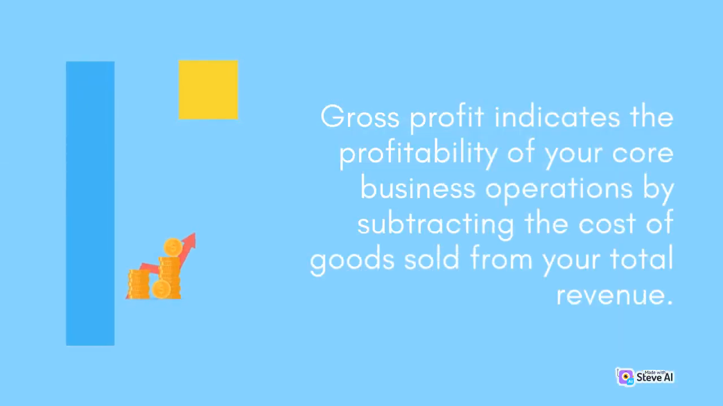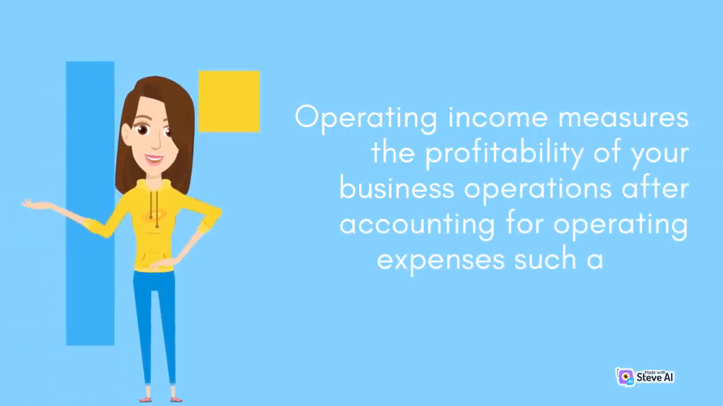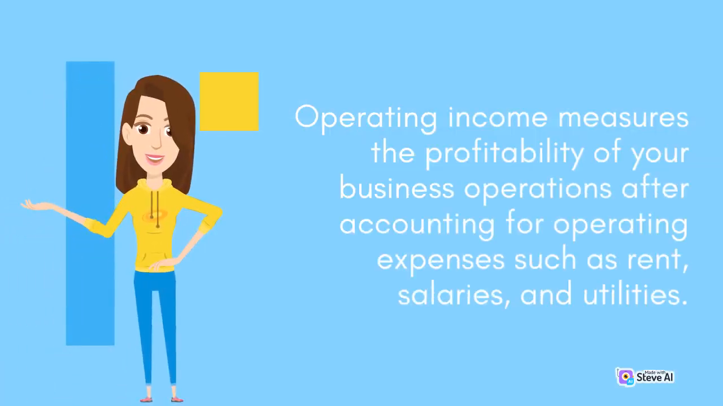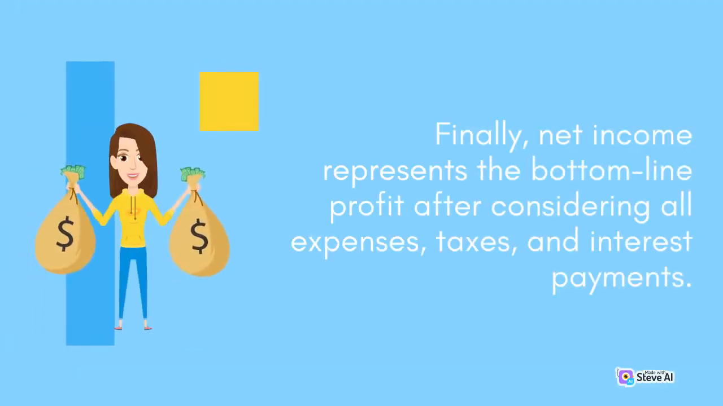Gross profit indicates the profitability of your core business operations by subtracting the cost of goods sold from your total revenue. Operating income measures the profitability of your business operations after accounting for operating expenses such as rent, salaries, and utilities. Finally, net income represents the bottom line profit after considering all expenses, taxes, and interest payments.